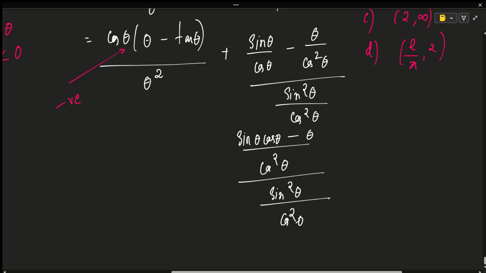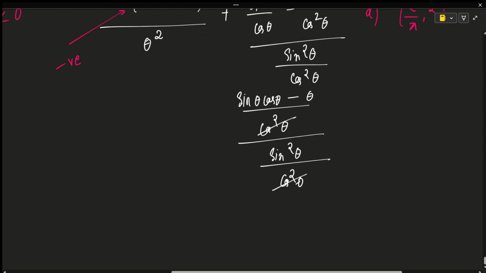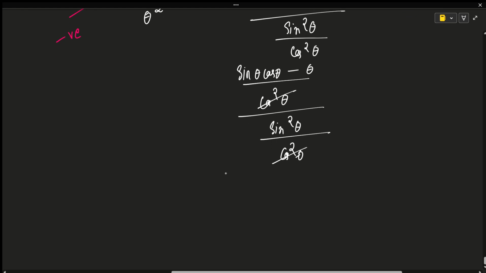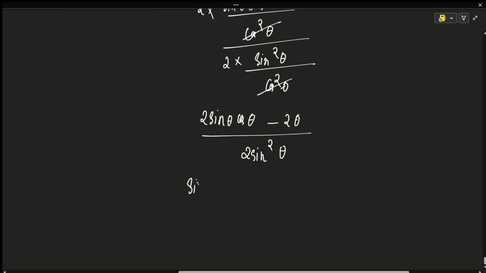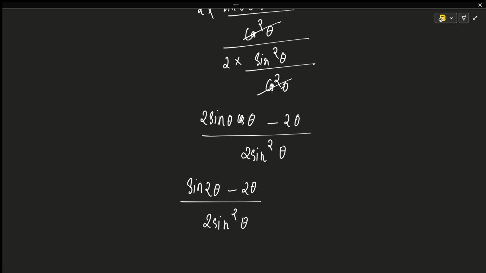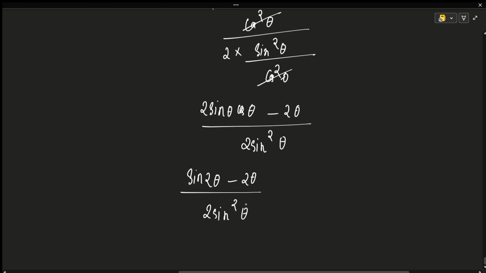So if you cancel out the cos square theta, we get sine theta cos theta minus theta. I'm multiplying 2 on the top and bottom. So 2 sine theta cos theta minus 2 theta divided by 2 sine square theta. So this is basically sine 2 theta minus 2 theta upon 2 sine square theta.